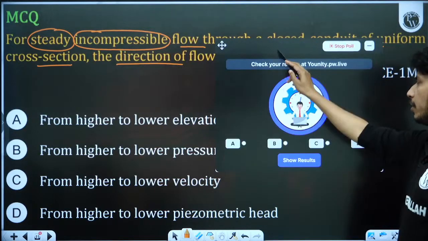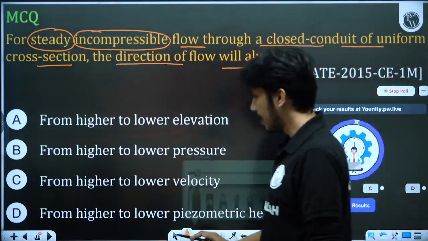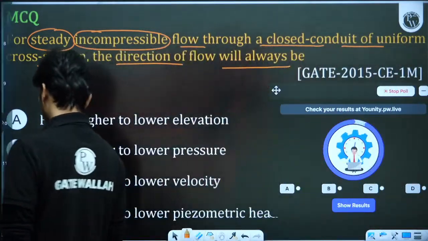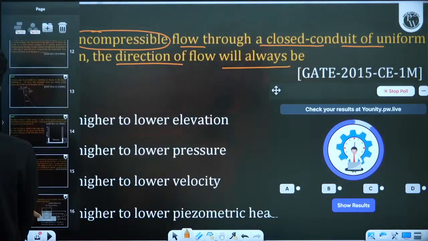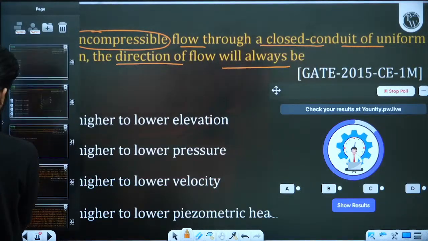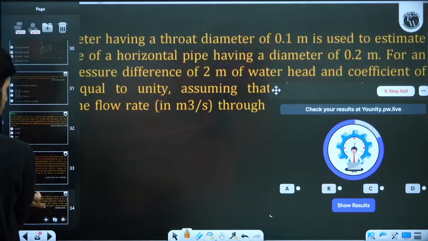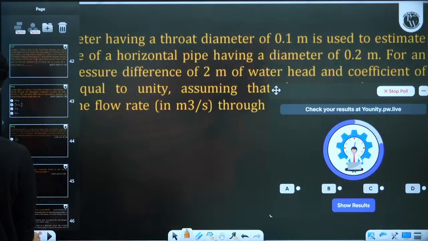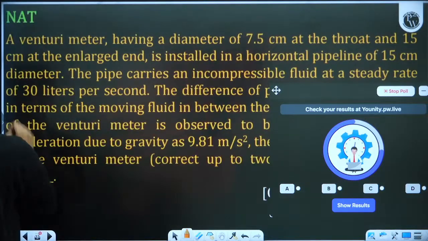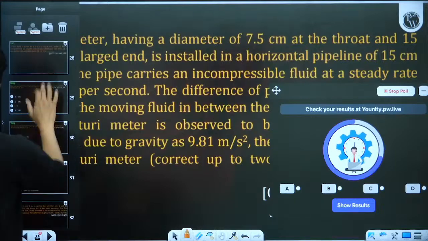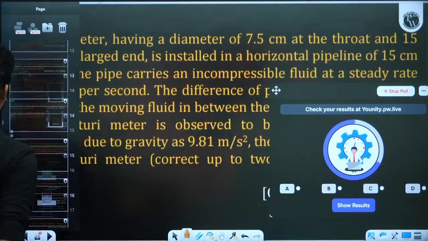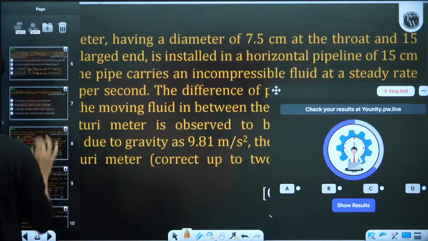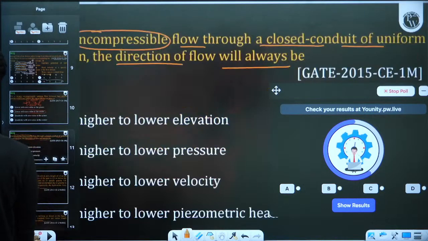Very good question. This is of 1 mark. Direct question of 1 mark. You can give the answer. I'm creating the poll, then you can give the answer. Till then, I'm searching the next 1 mark question for you. What happened? I have to again come back. Okay, this was the question.